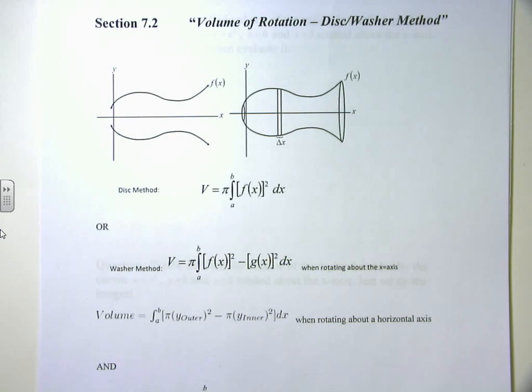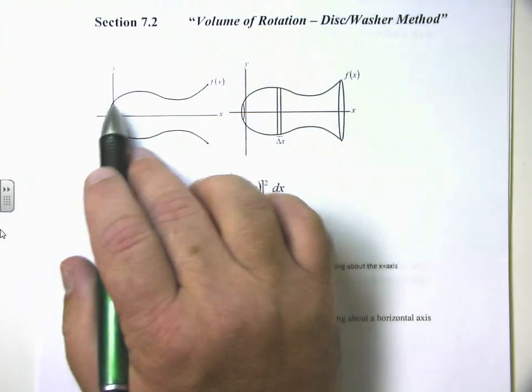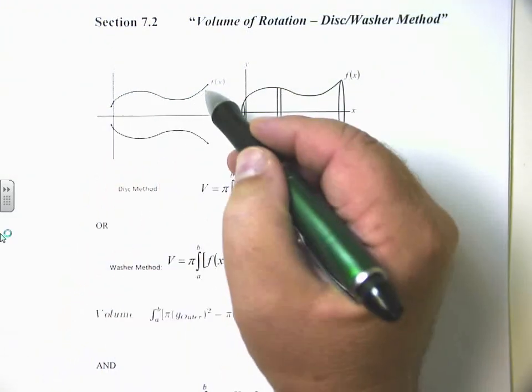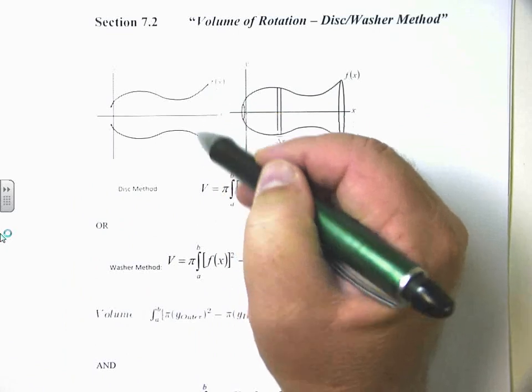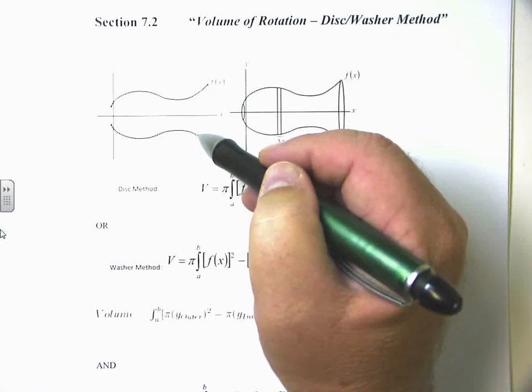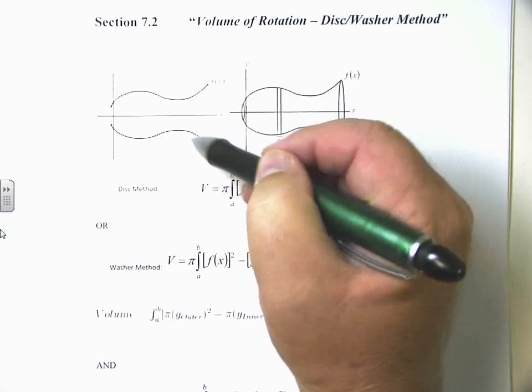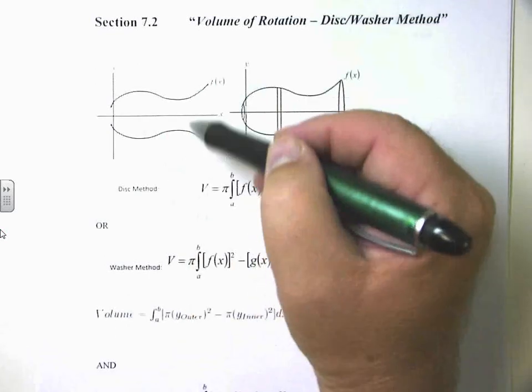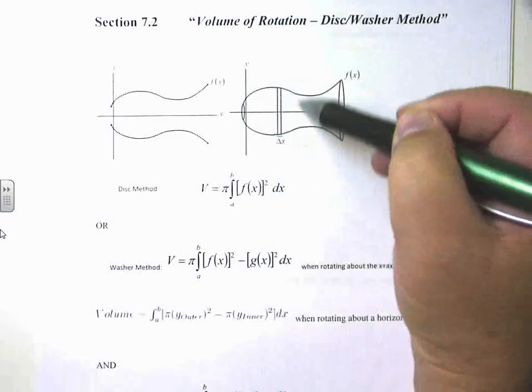The volume of rotation. The idea is you are taking a particular function, we'll call it f of x, and we're going to be rotating it around the x-axis. And as we rotate it around the x-axis, or whatever other axis we can come up with, we're going to create this circular volume.